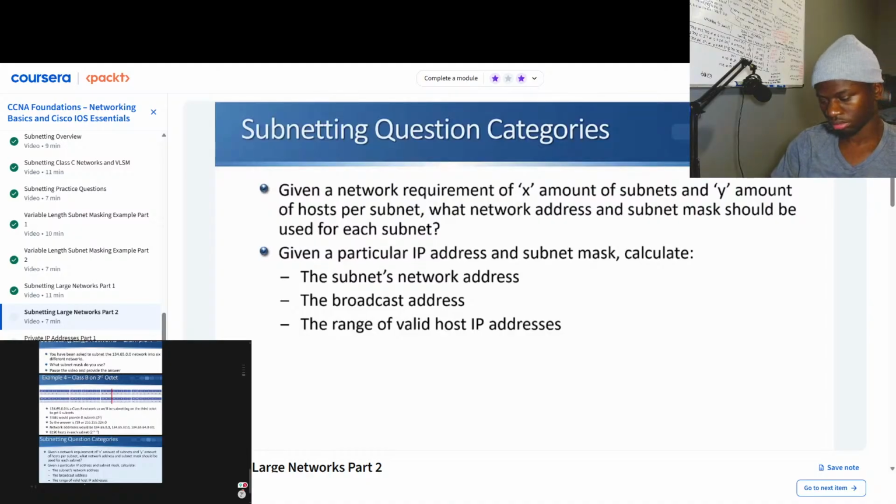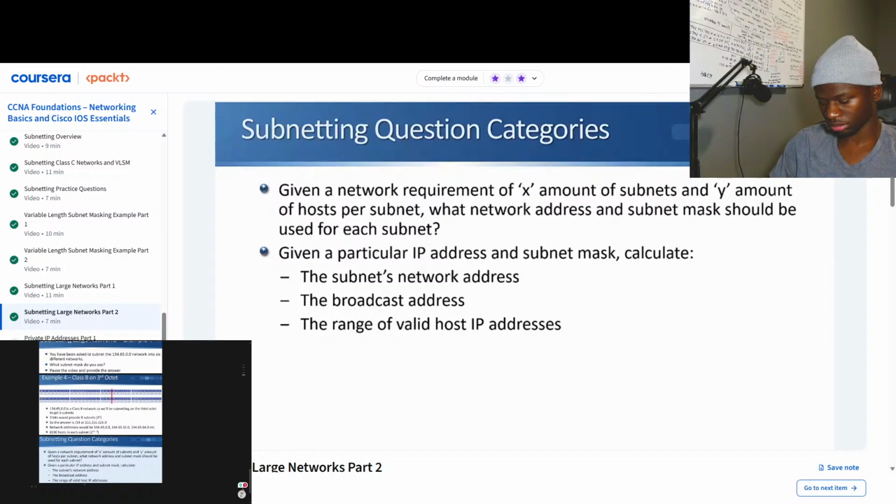So it could be a variation of, given a network requirement of X amount of subnets and Y amount of hosts per subnet, what network address and subnet mask should you be using for each subnet? The other basic question they can ask is, if they give you a particular IP address and subnet mask, calculate that subnet's network address, the broadcast address, and the range of valid host IP addresses. So again, it could be any variation on those questions. They might ask it in a different way, but as long as you can answer those questions, which you can now because we've done loads of practice examples of them, you're going to be fine for anything that they throw at you on the exam.